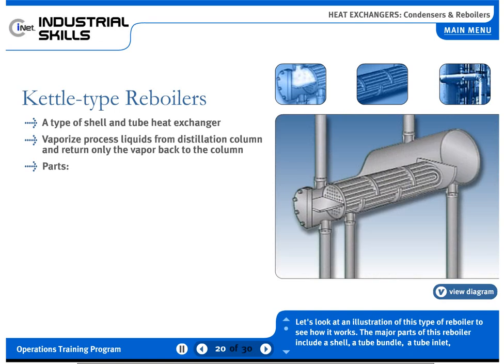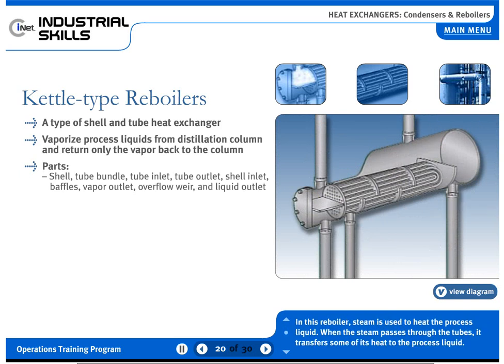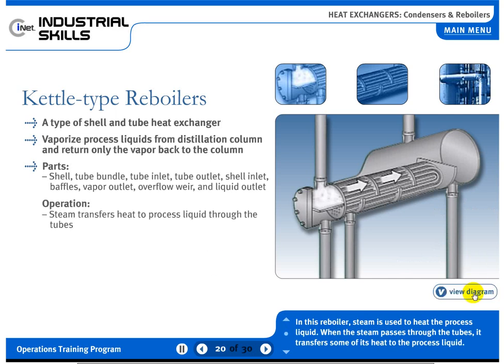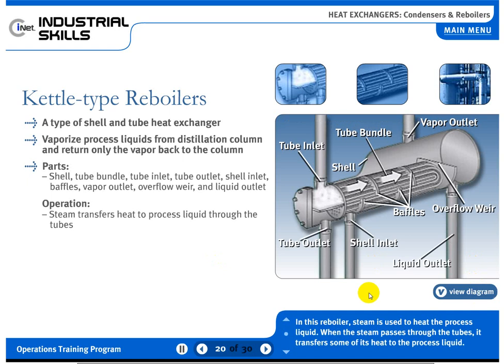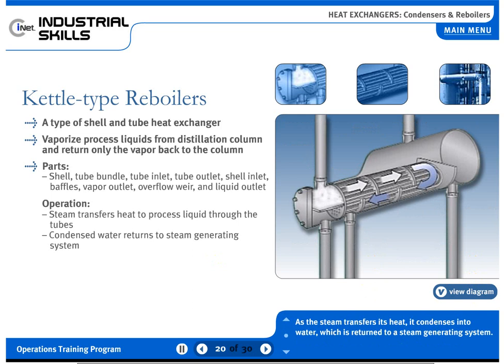The major parts of this reboiler include a shell, a tube bundle, a tube inlet, a tube outlet, a shell inlet, baffles, a vapor outlet, an overflow weir, and a liquid outlet. In this reboiler, steam is used to heat the process liquid. When the steam passes through the tube, it transfers some of its heat to the process liquid. As the steam transfers its heat, it condenses into water, which is returned to a steam-generating system.